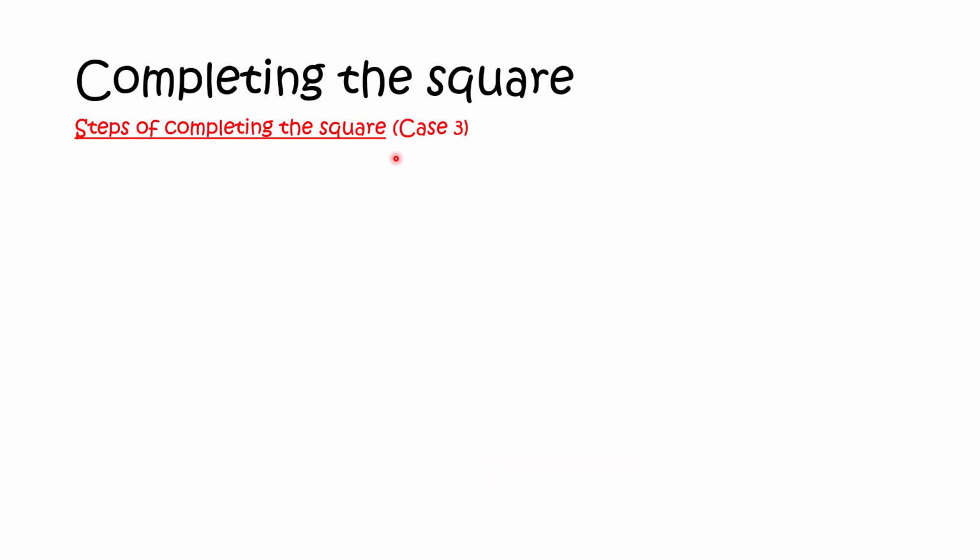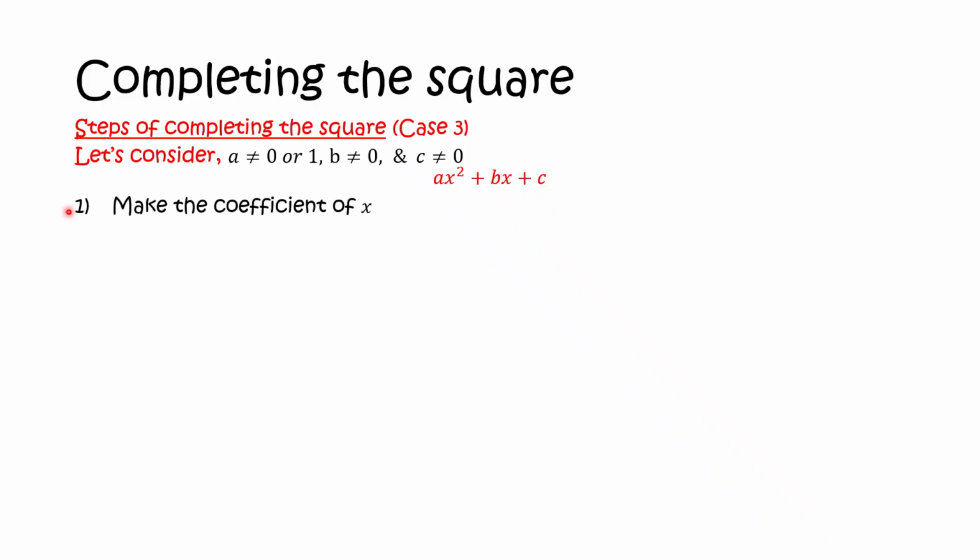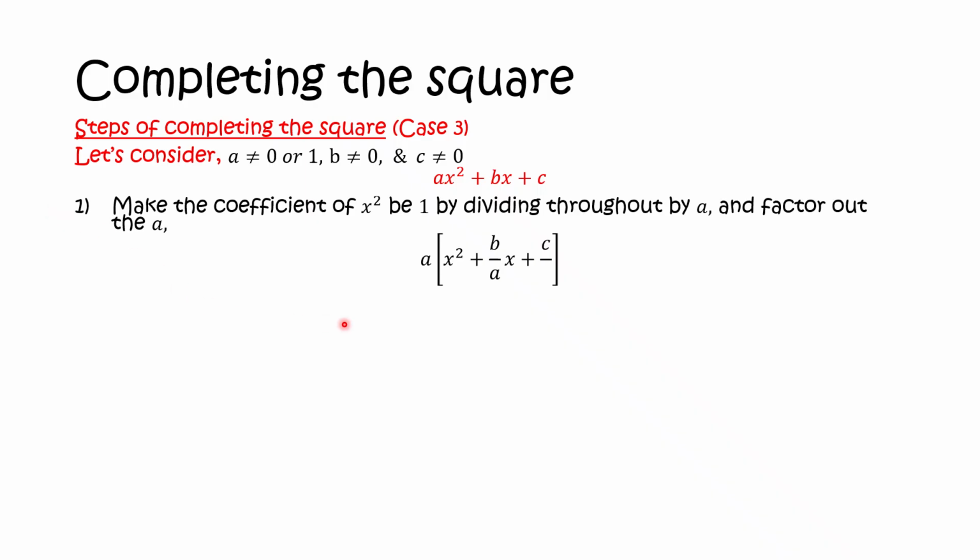Now let's look at the steps of completing the square, case 3. This time around, we are saying our a is not equal to 0 or 1, but our b is not equal to 0 and our c is not equal to 0 as well. So now we have ax squared plus bx plus c. The first thing that we have to do is to make the coefficient of x squared equal to 1 by dividing throughout by a and factoring out the a, so that we get that expression.